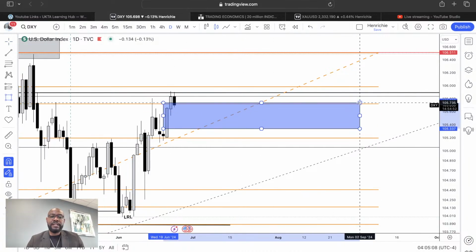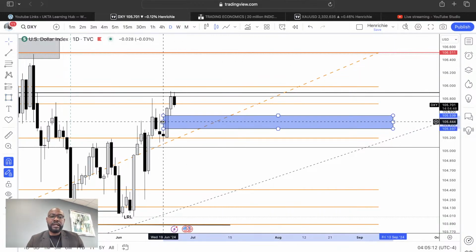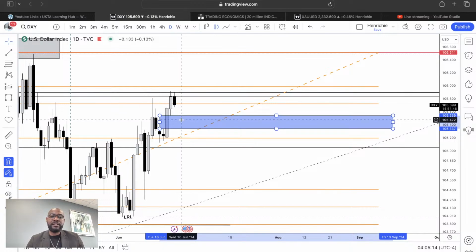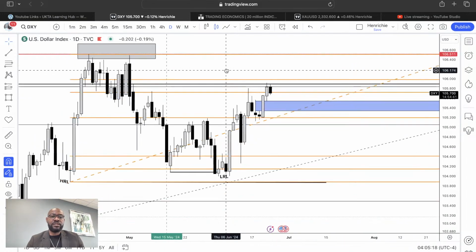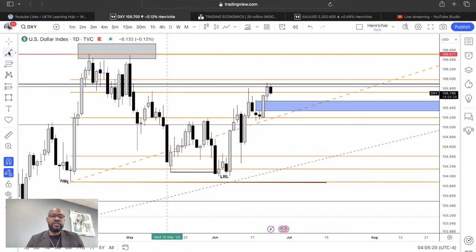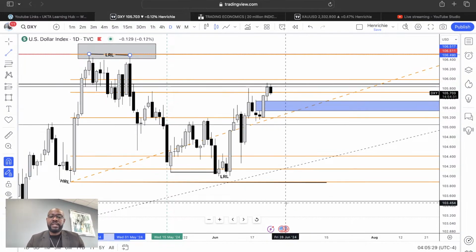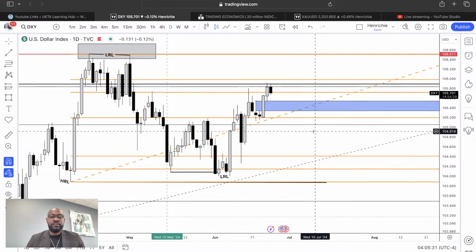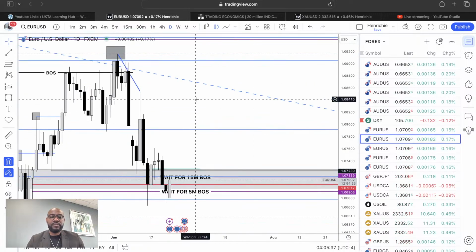If we're looking at the daily time frame, this is the only key level, and if price comes down into this key level, I'll potentially look for a buy setup for this to continue higher, targeting low resistance liquidity right here. So that is my analysis on the dollar. We're going to take a look at the euro as well to see what the euro is doing.